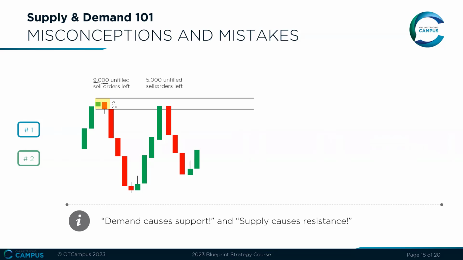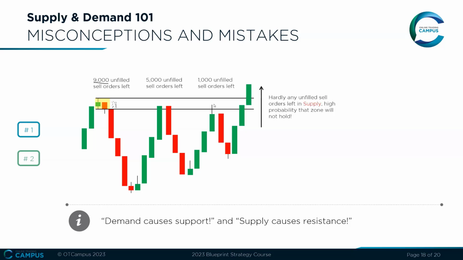We don't really know, but for sure it's going to be less than before. And so again, if price comes in another time, what happens? Well, if we see a reaction here again, orders are being filled and there's potentially less unfilled orders left, or less willing sellers left at this area. And eventually there are no willing sellers left anymore. There are no unfilled orders left anymore. And price spikes through this area and rallies above it.